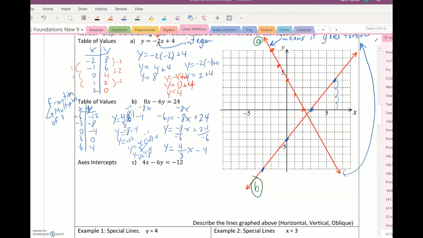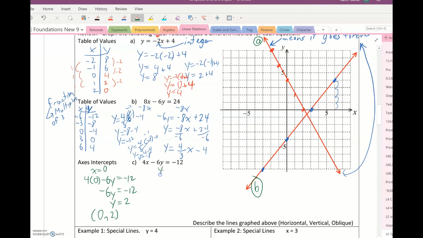Okay, so for the axes intercepts method, what I do is I set x equal to 0 to find an intercept. That's when I'm going to be crossing my y-axis. So I get 4 times 0 minus 6y equals negative 12. And I get 0 minus 6y, which is negative 6y. Often we forget this negative sign in front of the 6. You've got to remember it's there. Watch for it. I'm going to give you a question like that. So this point value is (0, positive 2).